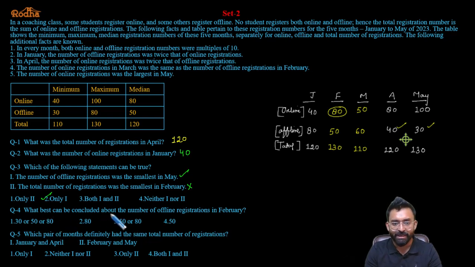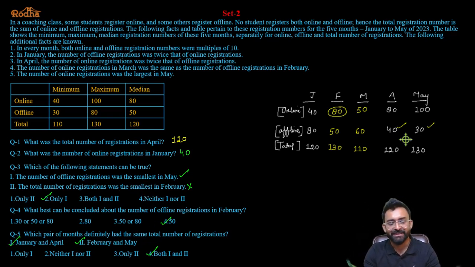What best can be concluded about the number of offline registration in February? Offline registration in February. This is 50, exactly 50. Answer is 4. Which pair of the month definitely had the same total number of registrations? Same total number of registrations. If I look at January and April, it is same. That is perfect. And February and May, they have 130 each. So this is again okay. So fine. So both the statements are true. So my answer is both the statements. That is 4th. Fine. So this is all about the second set.